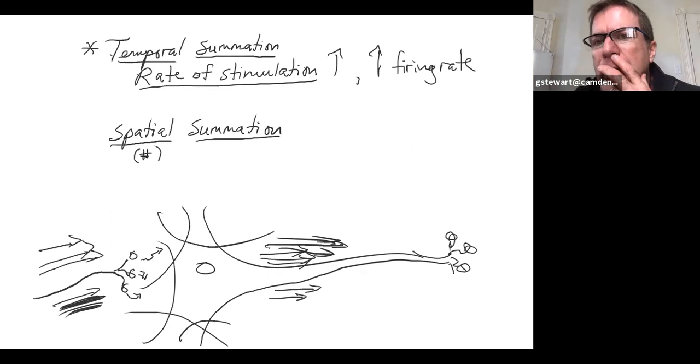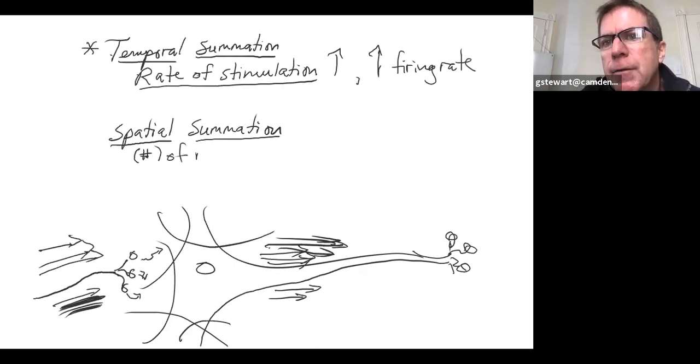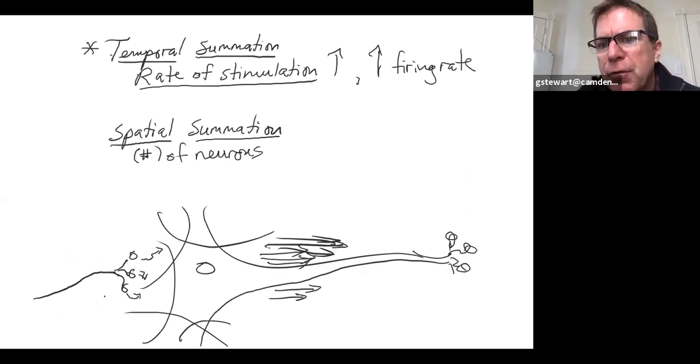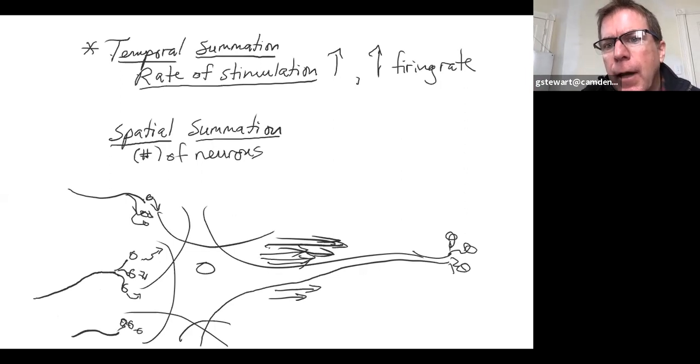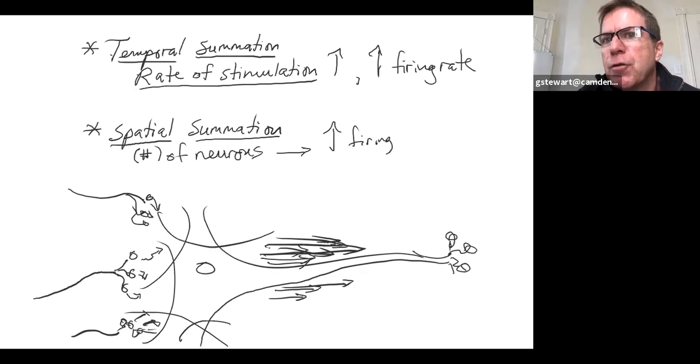Now, spatial summation means the number of neurons that are actually stimulating this cell. So let's just say, I'm going to get my eraser out here and get rid of my temporal summation. I'm stimulating this cell, and let's say somebody else in the class is a neuron and they're stimulating this cell, and somebody else in the class is stimulating this cell as well. And all three of us are stimulating this cell at the same time. That is spatial summation. That will also increase the firing rate of this receiving neuron.